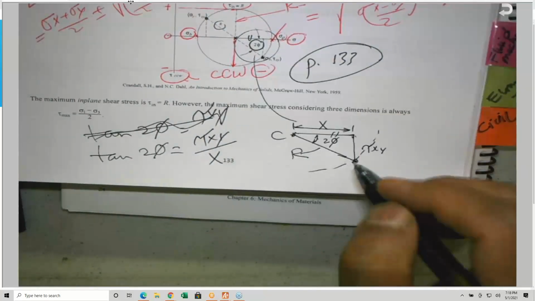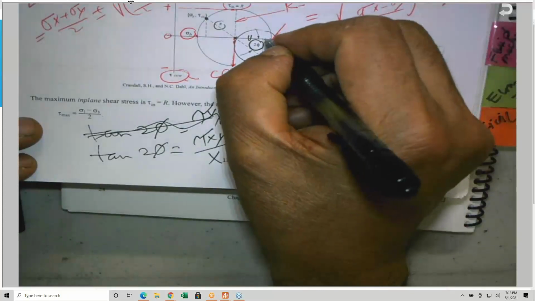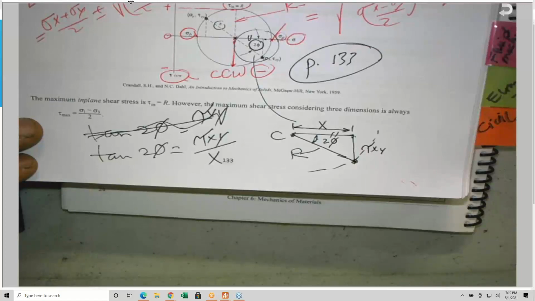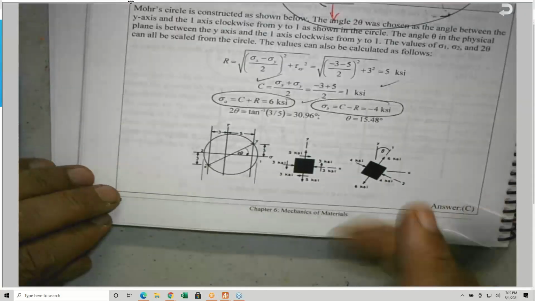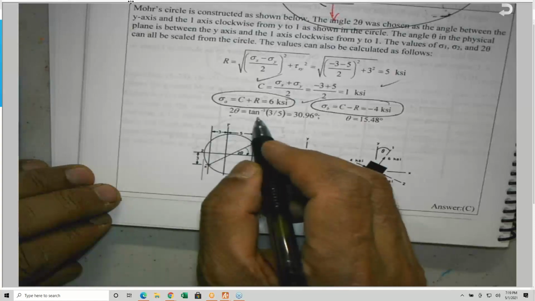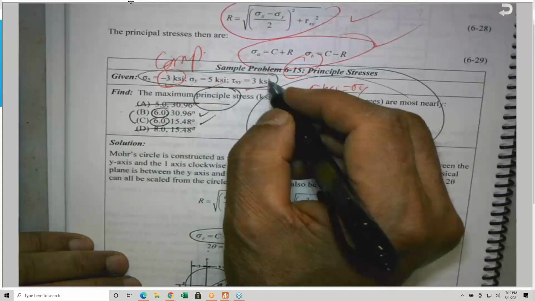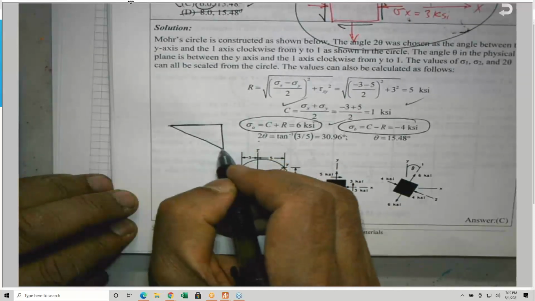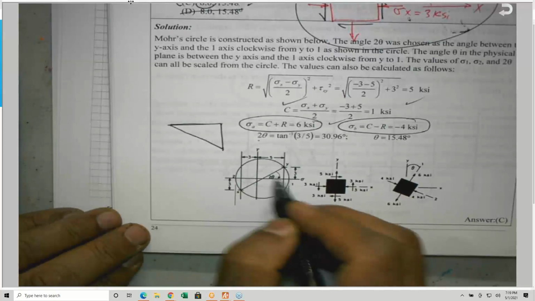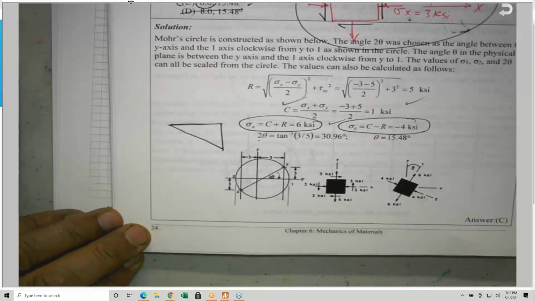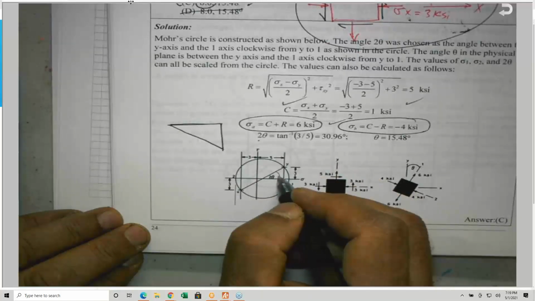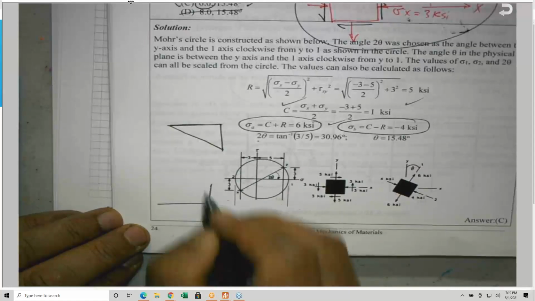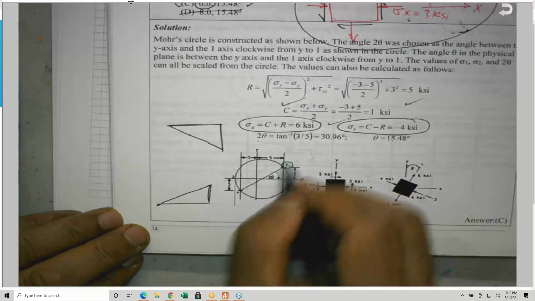So what is this x here? Which is the distance from here to here. If you look at the problem I gave you, and I will show it to you in just a minute, I use 2 theta equal to tan 3 over 5. 3 is the shear stress. So the triangle is like this. The triangle from the Mohr circle could be any triangle, by the way, not for this specific case. This is for a given problem here. So let's take the upper triangle, like for the sample problem here. So this is y and this is x.